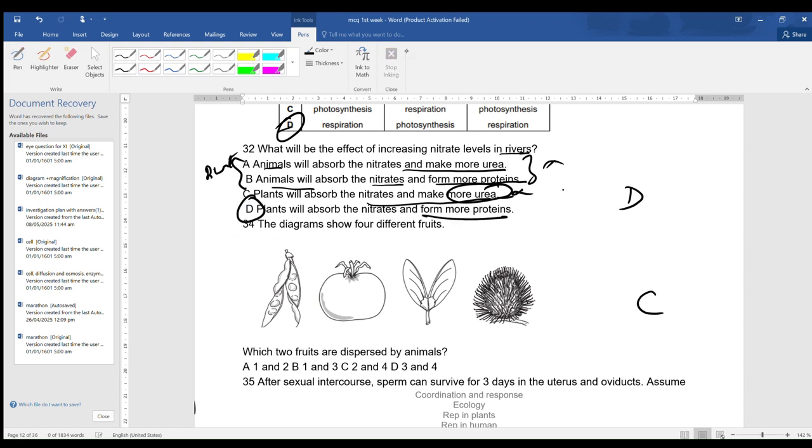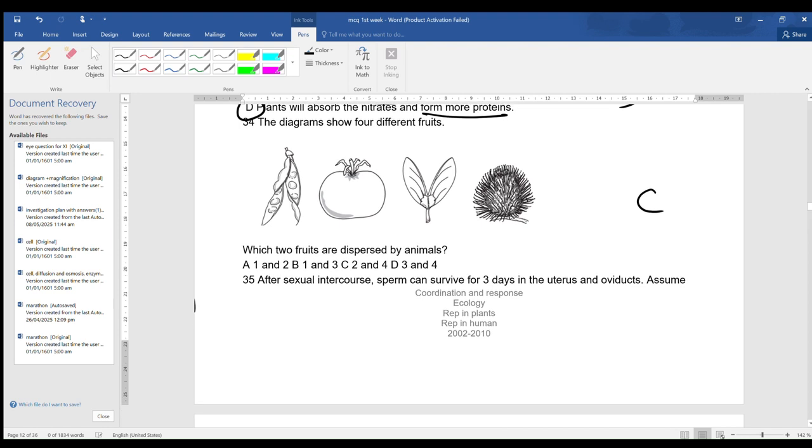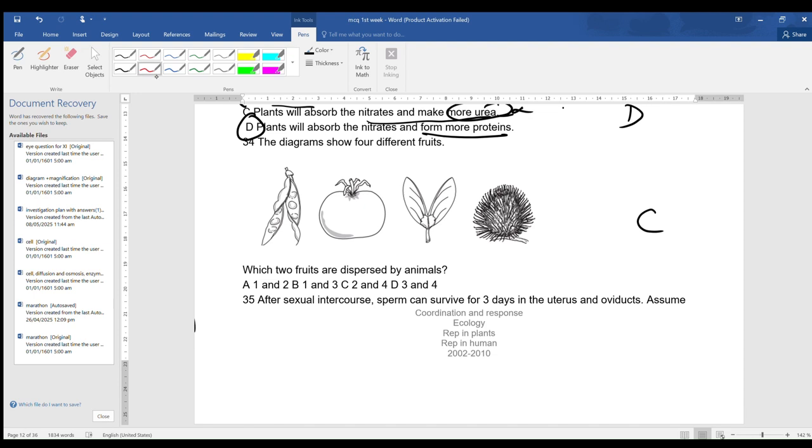Okay, the diagram shows 4 different fruits. Which 2 fruits are dispersed by animal? We know that this is fleshy and succulent fruit. That's why it is going to be dispersed by animal, and these are hook like structure. They will cling to the body surface of animal, therefore they are going to be dispersed by animal. This is a flattened wing like structure, so it will be dispersed by wind, and these are self dispersal mechanism, or as in our syllabus, self dispersal mechanism is not included, therefore it is wind dispersal.